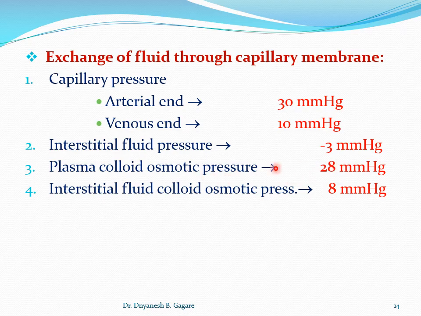I told that it is a negative pressure because it causes the osmosis towards the capillary, towards the blood. The colloid osmotic pressure in the interstitium, where the protein concentration is less, is 8 millimeter of mercury. Now we'll continue how these forces act and cause the formation of tissue fluid.